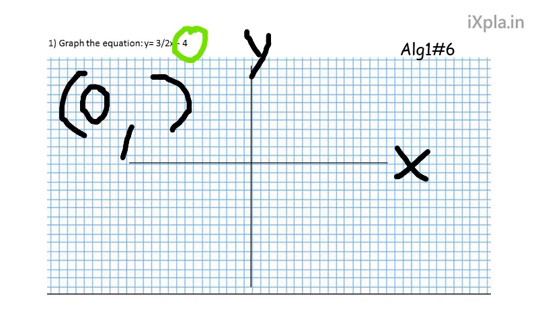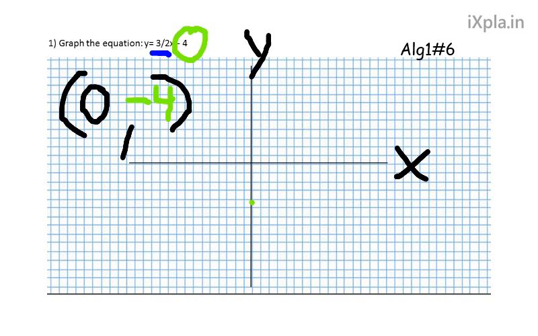Now what goes in the y position is that number I circled in green there. And that right there is your y-intercept. That's your starting point. So I'm going to go ahead and plot it right there. Now I can look at the slope.